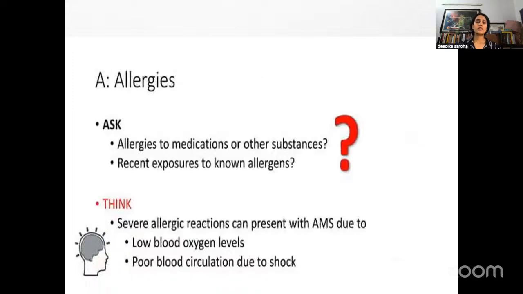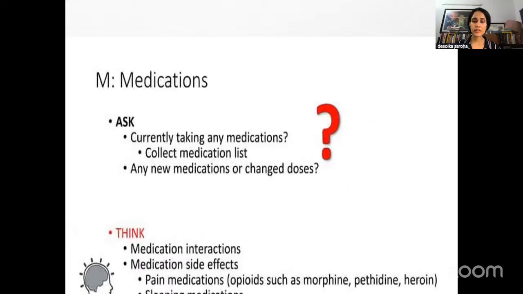Whether there was any allergy to medication or any other substance, or recent exposure to known or unknown allergens. Always think of allergic reactions. So eventually it will lead to low blood oxygen level or poor circulation, leading to syncope and shock. Whether there is a recent intake of medication which the patient has not previously taken. If they are carrying it, if at all they have it, then collect the medication list. This will be a great help for you.